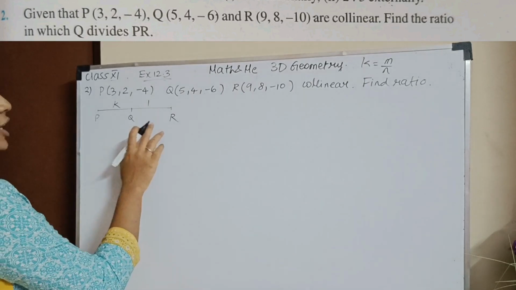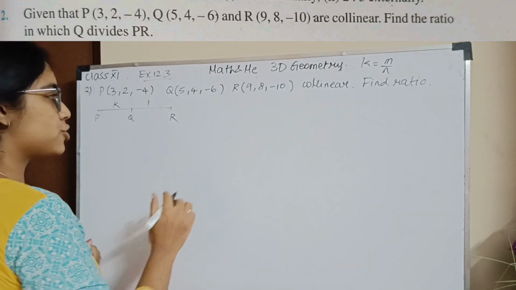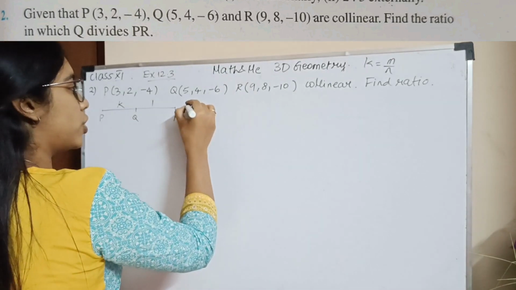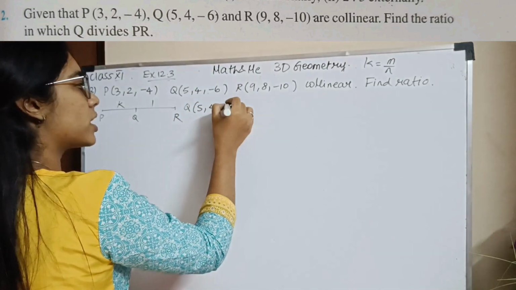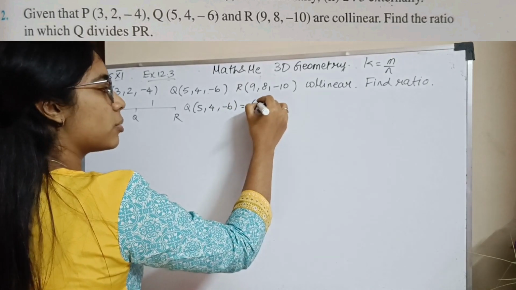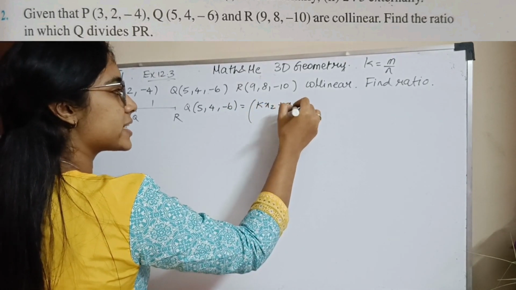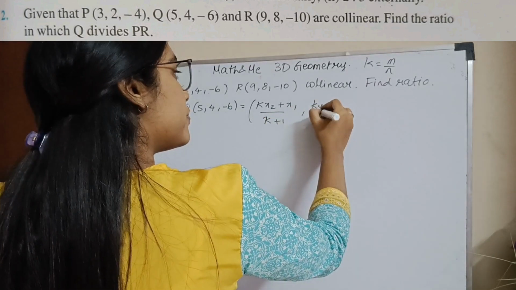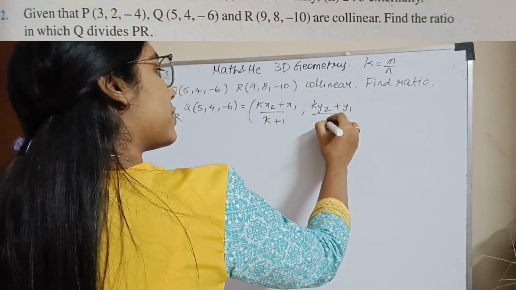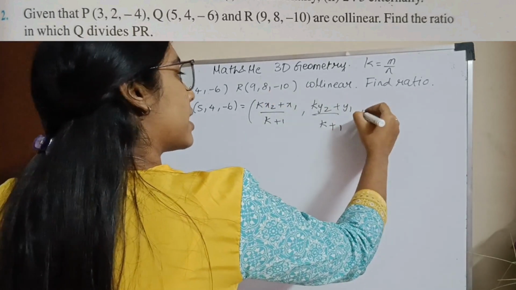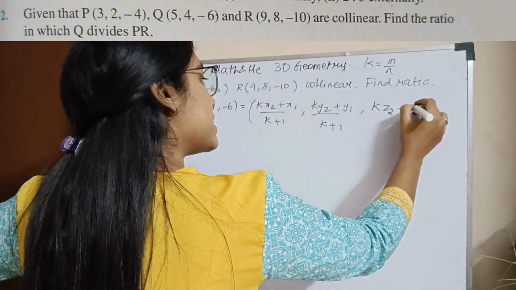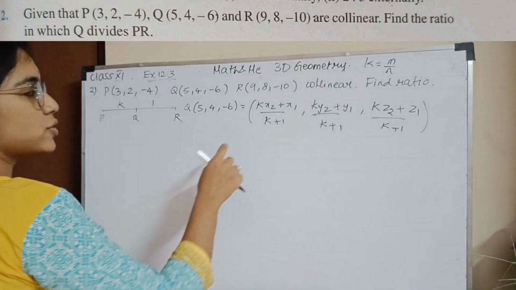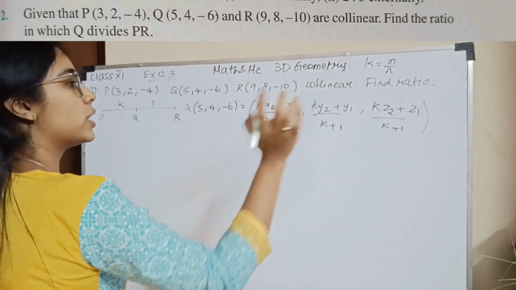Okay, so the points P, Q and R are given. How do I find the ratio? So first I take the point P and R. So the coordinate Q, which is 5, 4, minus 6, will be, what is the formula? (kx2 plus x1) divided by (k plus 1), (ky2 plus y1) divided by (k plus 1), (kz2 plus z1) divided by (k plus 1). Then the section formula. So I have to substitute the values of x2, x1, y2, y1 and z2, z1.